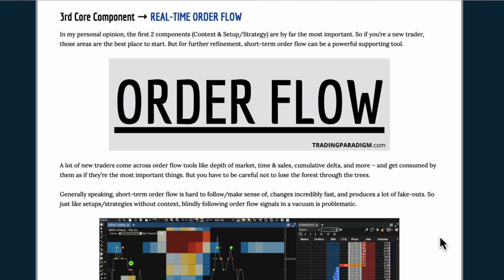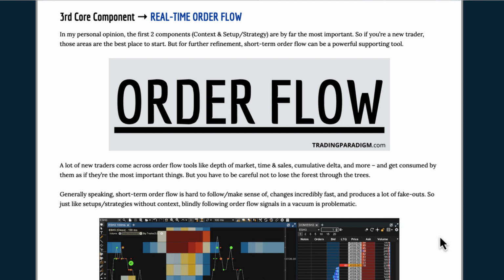And I get where they're coming from on this, but in my personal opinion, especially as someone who's not just scalping for mere ticks, I'm often looking for at least something in the ballpark of a 10 to 20 point move in ES, for example. I think the first two components, context and playbook setup, are by far the most important.